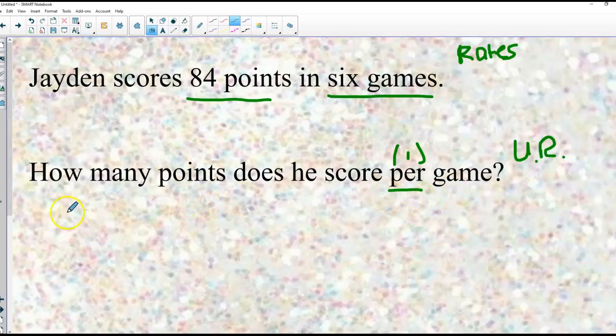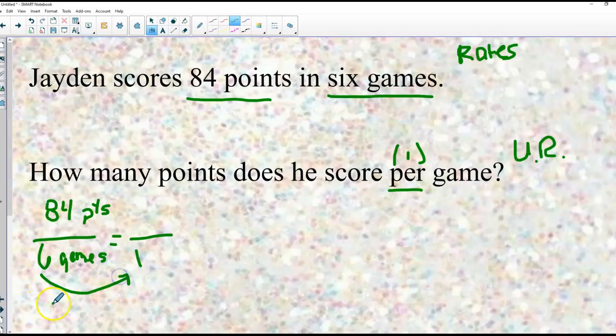So we could set it up as saying, okay, 84 points. And then that was in 6 games. Right? So now we want to know how many would he do in 1 game. So let's set the same units up across from each other. So that would be 1. This would be dividing by 6. Right? So I could do the same up top, and I would figure out that my answer is 14.